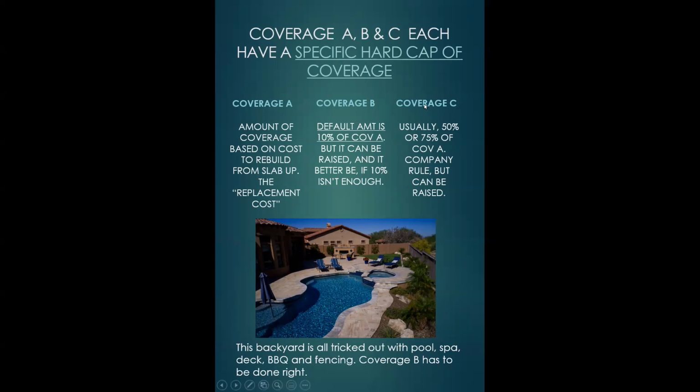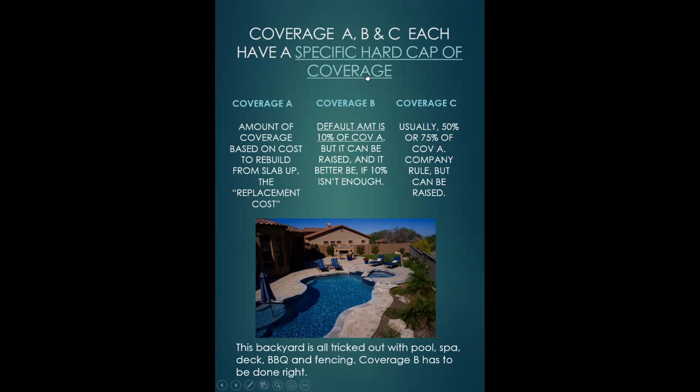Coverage C now, there really is no hard and fast rule about coverage C. Coverage B, absolute rule, 10% of coverage A by default shall be the coverage B limit, but we don't have that over in coverage C. Usually a company will set coverage C equal to 50 or 75% of coverage A. And again, it can be lowered or raised or whatever. Let's see these in action.